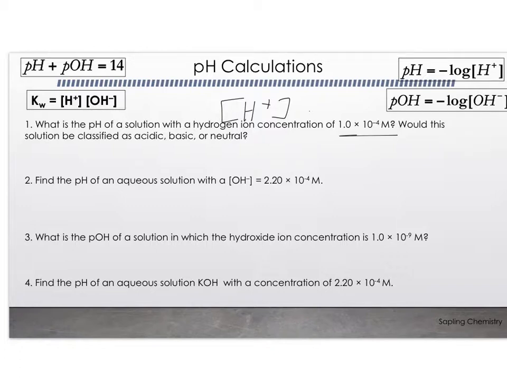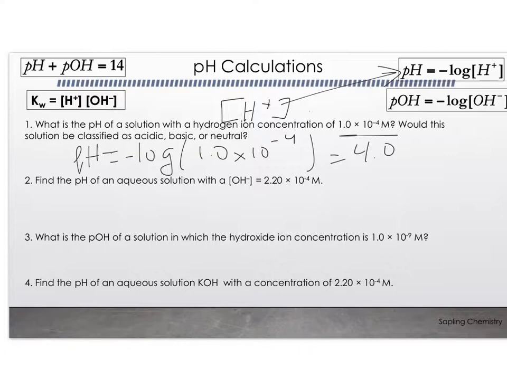Well, if I'm given the hydrogen ion concentration, I can directly plug it into the pH equation, where pH is equal to the negative log of the hydrogen ion concentration. In this case, it's 1.0 times 10 to the negative 4th. Plugging that into the calculator, you'll get 4.0. It's less than 7, so the solution would be acidic.